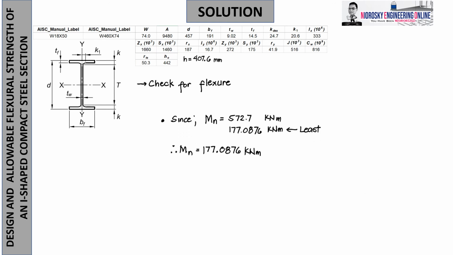So, in comparison, di ba may dalawang value tayo under yielding. Yan yung plastic moment value niya. Okay, yielding. At yung pangalawa, ito yung lateral torsional buckling or LTB. So, we choose the least based on the code.